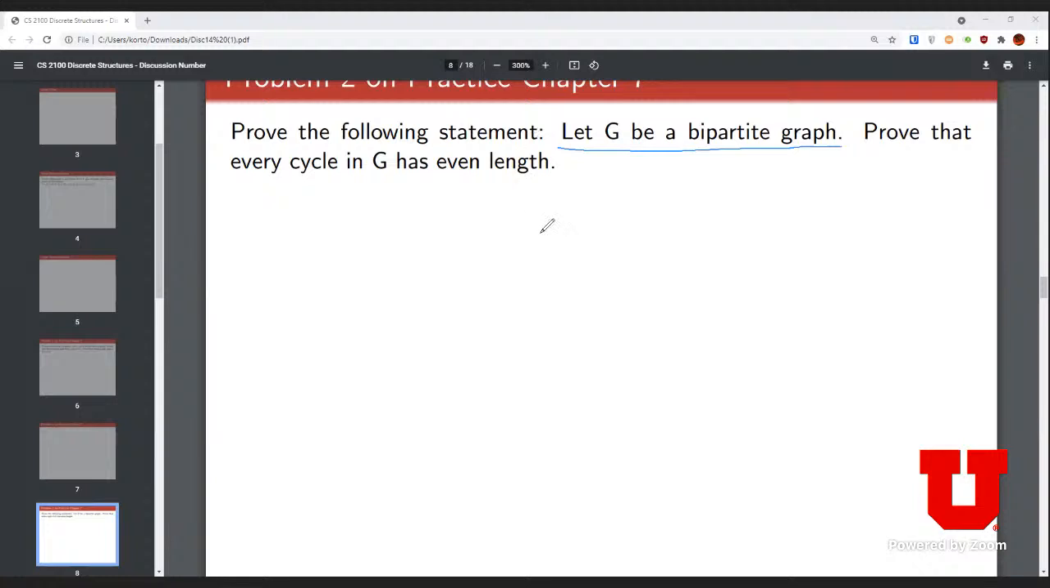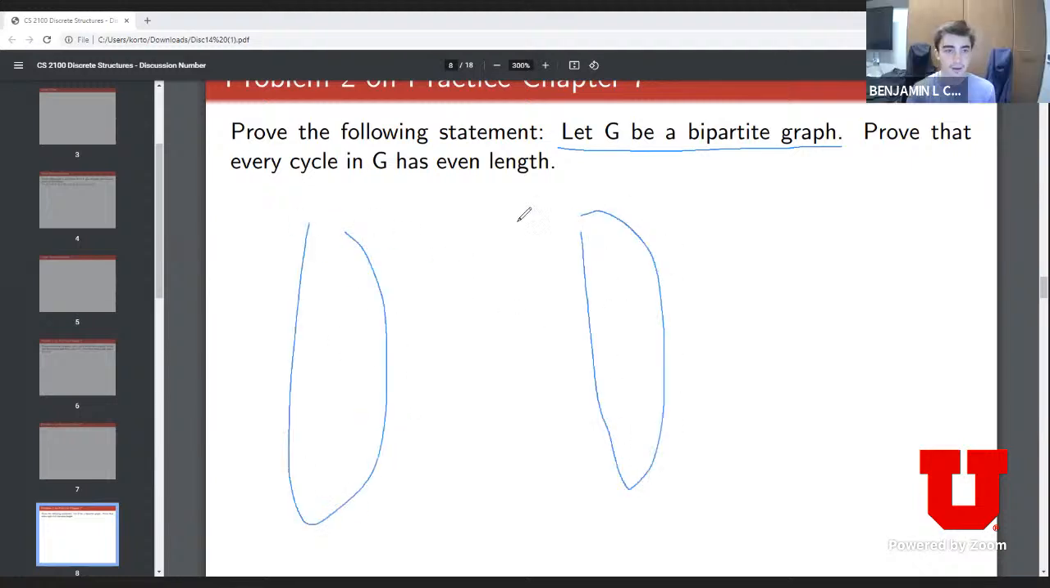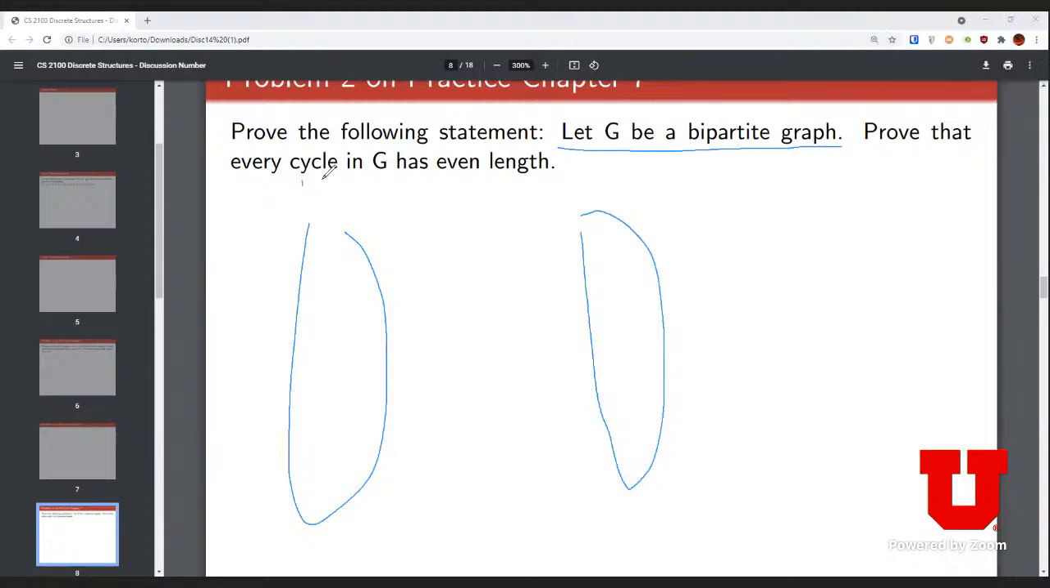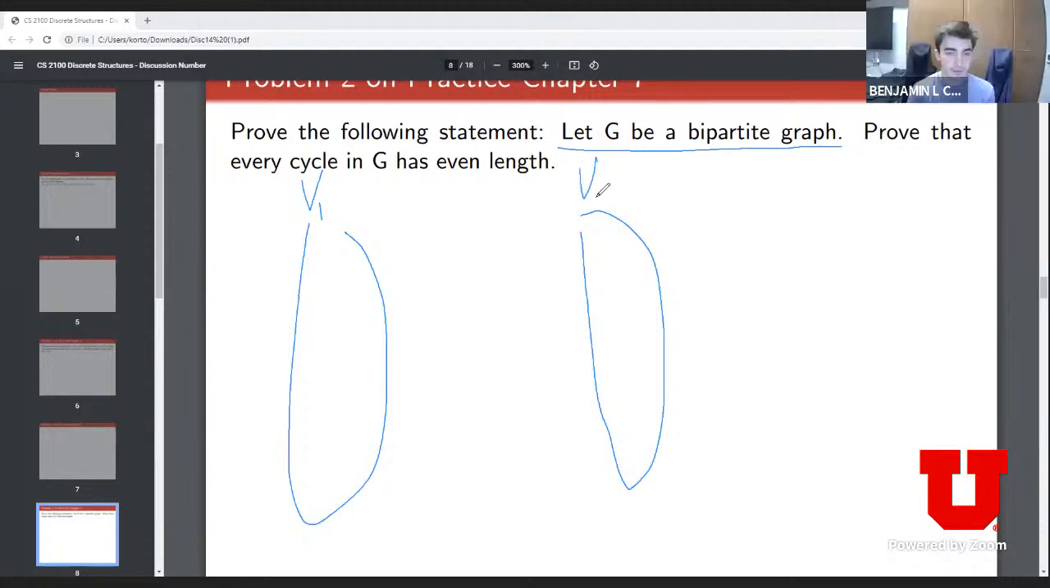Yeah, of course. A bipartite graph, if I remember correctly, is a graph that you could split into two sets, and every edge connects one set to the other. So whenever you go through an edge, you're switching sets. Right.